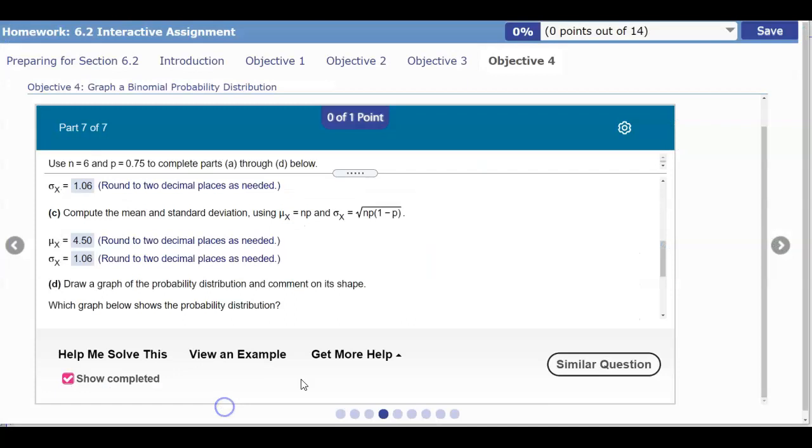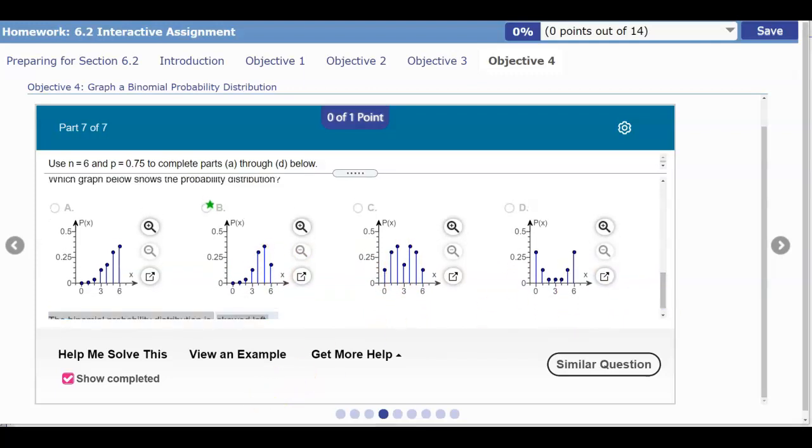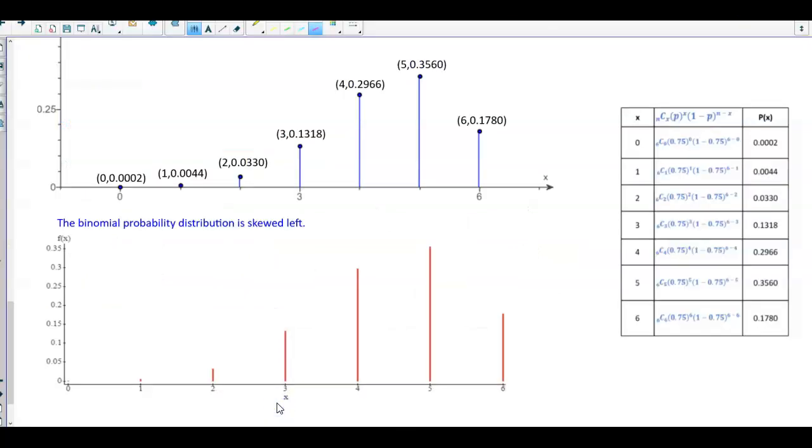So when we look at our answers here, which one does it represent? It looks like it's this one here, B, which represents our graph. Then we want to determine what kind of shape the graph is. If we take a look at the shape of the graph, we can see that when we draw our bell curve, it's going to be skewed left. So therefore it's going to be skewed left.